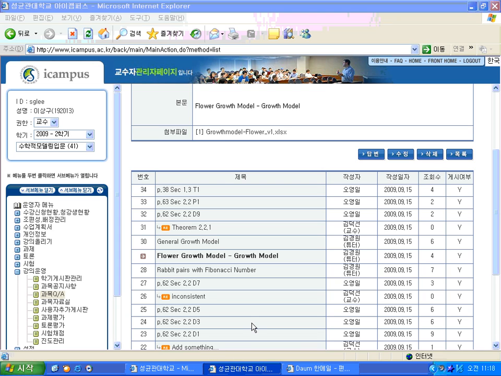Okay, and Mr. Ko talked on his work on the Fibonacci sequence, and Mr. Kim showed the revision of Mr. Go's work on Fibonacci sequence, and also Mr. Kim improved the last week's lecture on growth models.